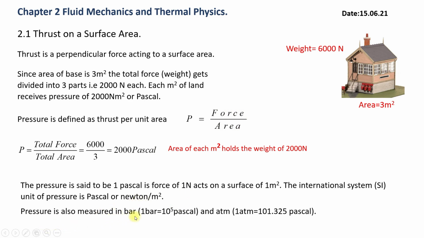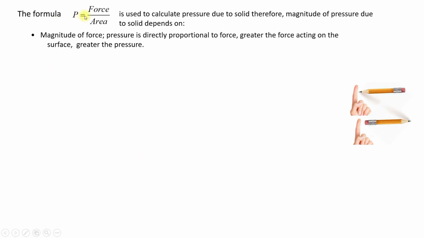Pressure is also measured in other units like bar. 1 bar is equal to 10^5 Pascals, and there is also the atmosphere, ATM. 1 ATM is equal to 101,325 Pascals, and there are also other units like centimeter of mercury and millimeter of mercury. So we have a formula of pressure: pressure is equal to force over area.